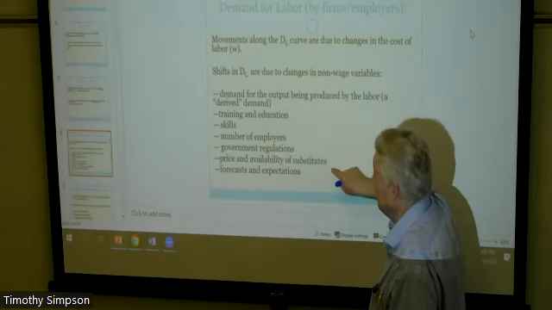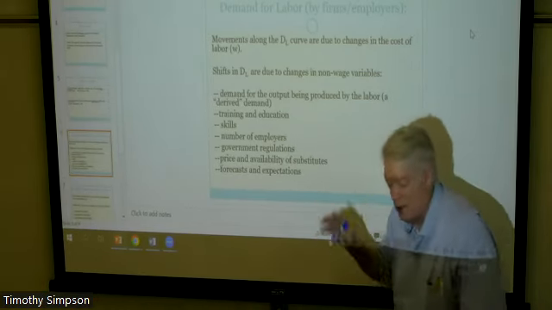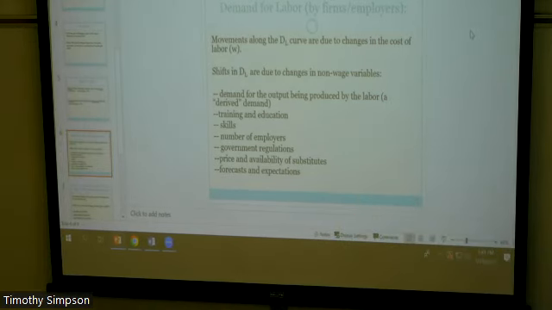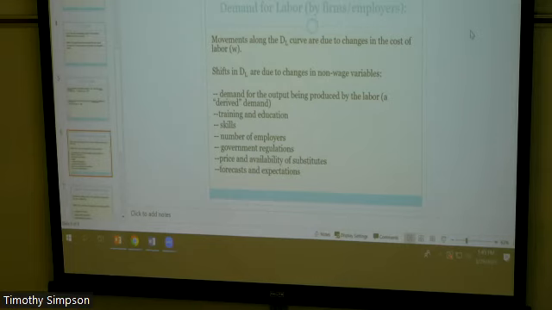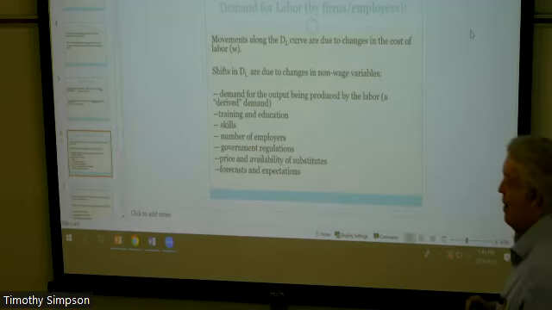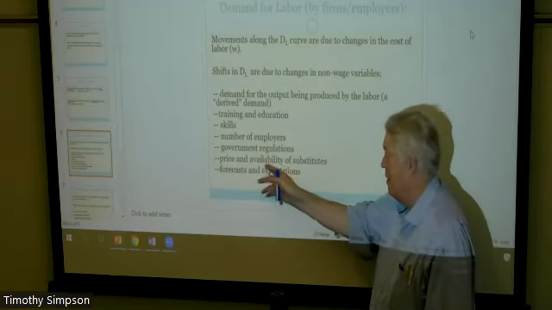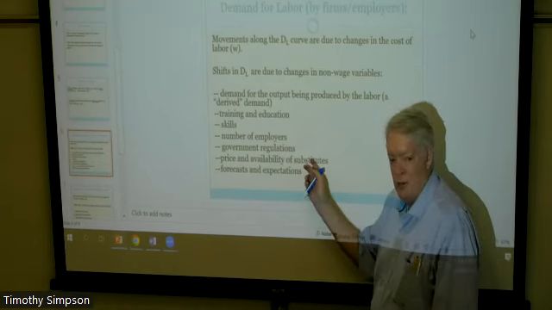Okay. Also, the price and availability of substitutes. This topic can go on and on and on. For anybody who is interested, maybe nobody is, but if you take a 300 level econ micro course, we get into this issue quite a lot. This idea of the substitutability of particularly machine goods for people.